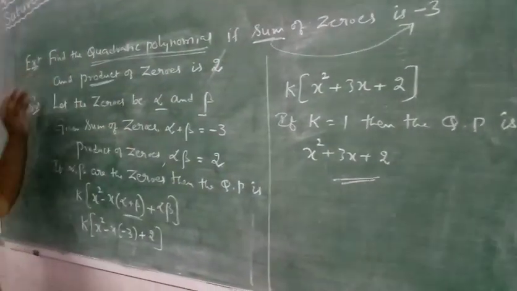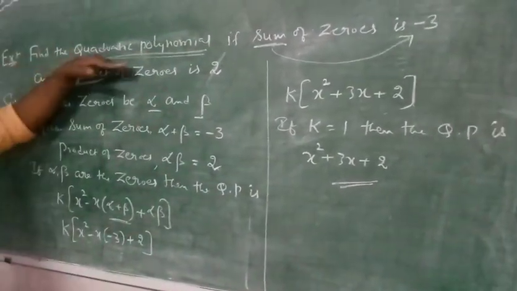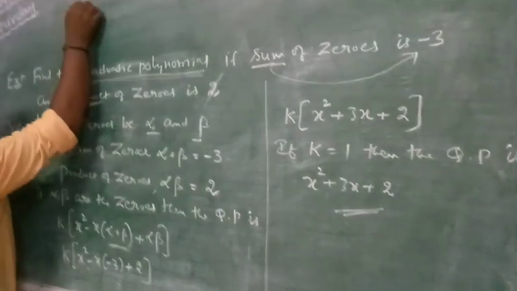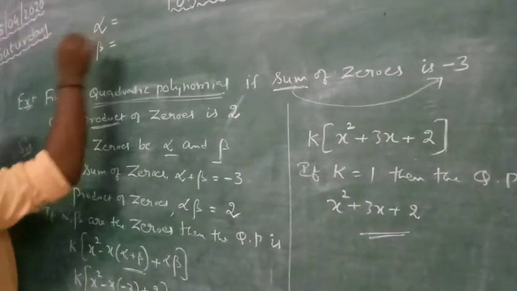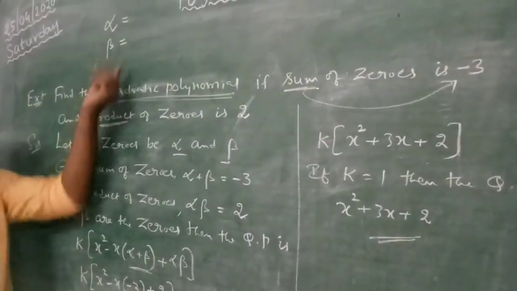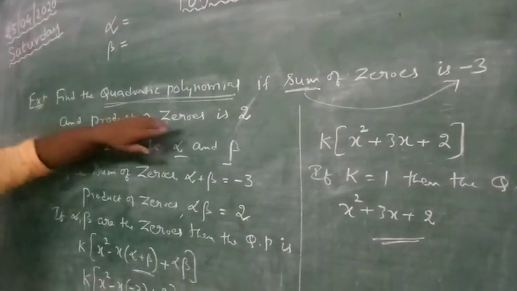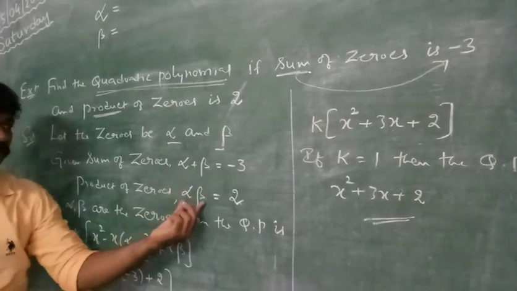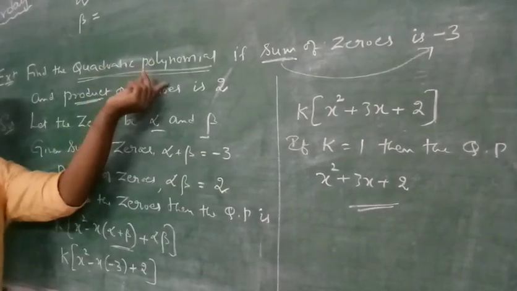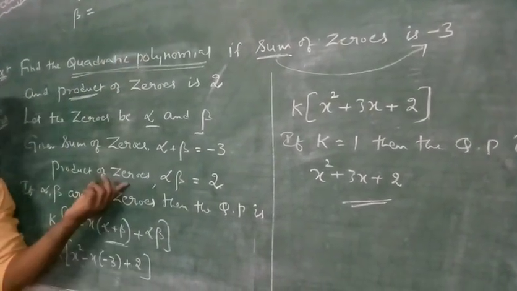So if you observe the two examples we just learned, in the first example they have given the alpha value and beta value. Then to find the quadratic polynomial, first we have to find the sum and product, alpha plus beta and alpha beta value. Then we have to substitute in the given formula.